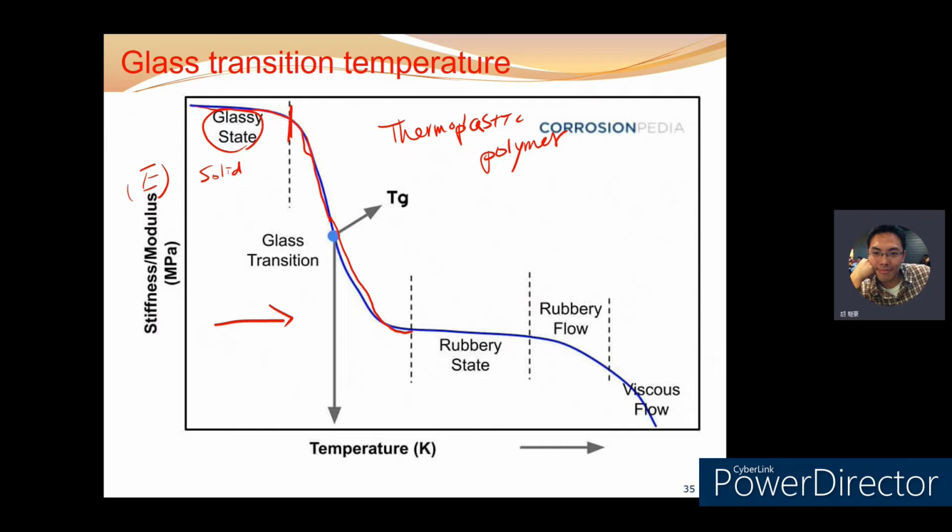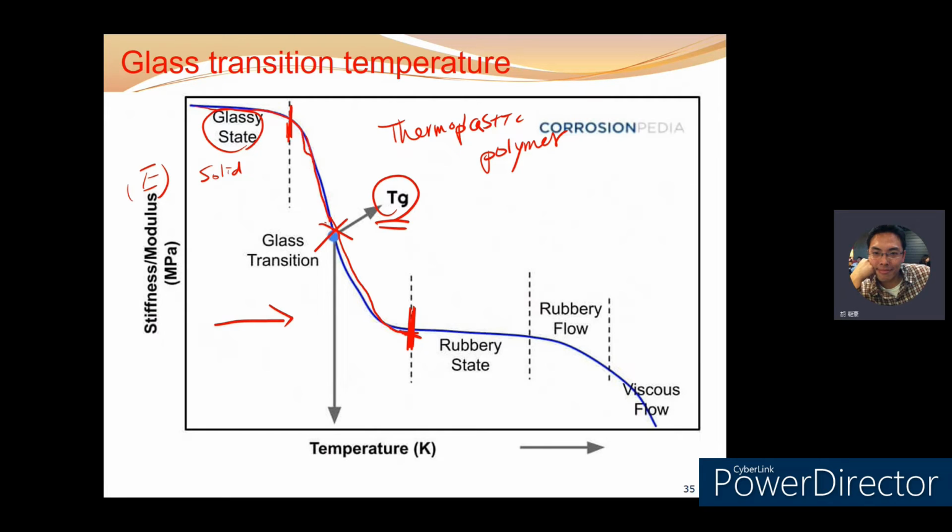And then the stiffness will reach a stable level with increasing temperature. Somewhere between the glassy state and the rubbery state, you get a midpoint. We call it Tg, the glass transition temperature. So why is this temperature so important? Why is this material property so important?